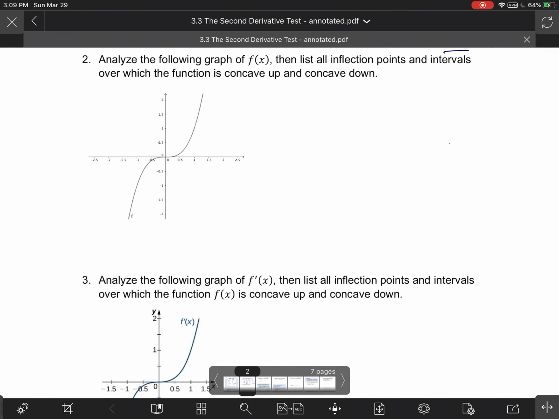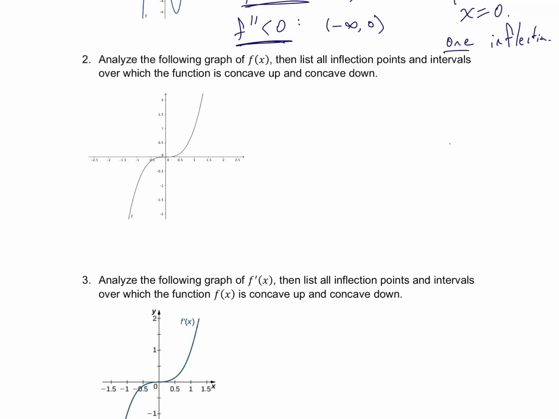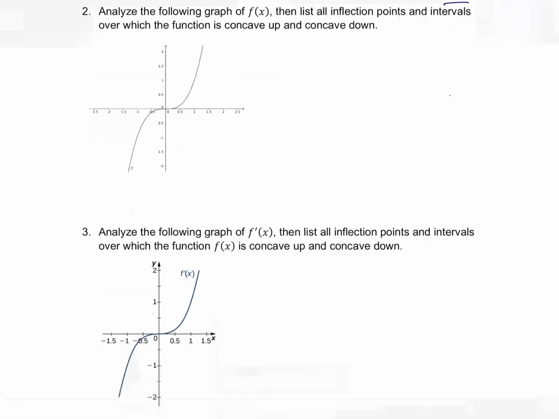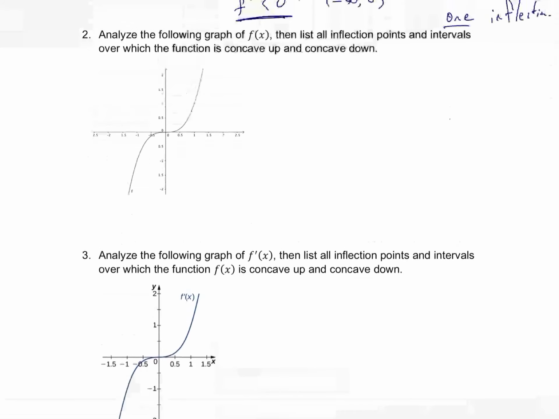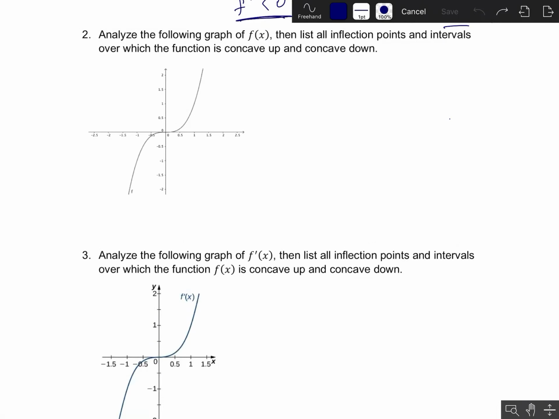So we'll move on to example 2. Here we're analyzing the graph of this function f, and we're trying to find all of its inflection points and the intervals on which the function is concave up or concave down. So let's first just decide when this is going to be concave up or concave down. We're going to have concave up behavior, or in other words, f double prime will be positive.